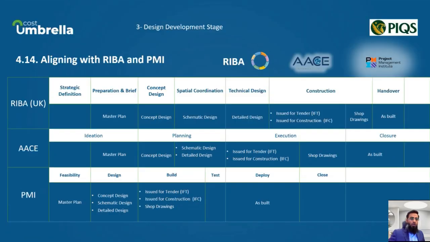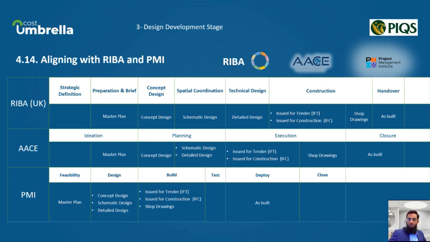So here is alignment with RIBA and PMI and ASCE. Let's briefly look at how international frameworks RIBA, ASCE, and PMI align across project stages. Each framework follows a similar sequence.